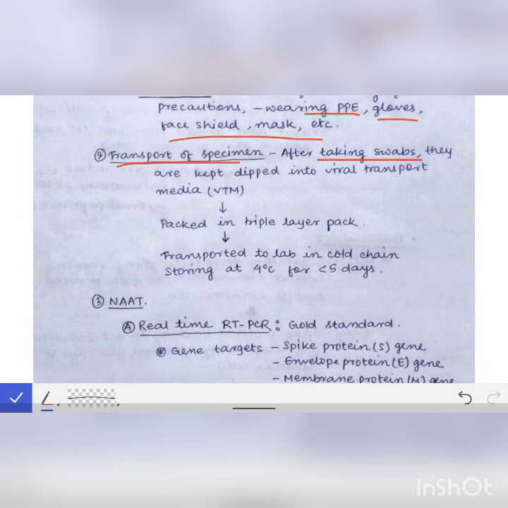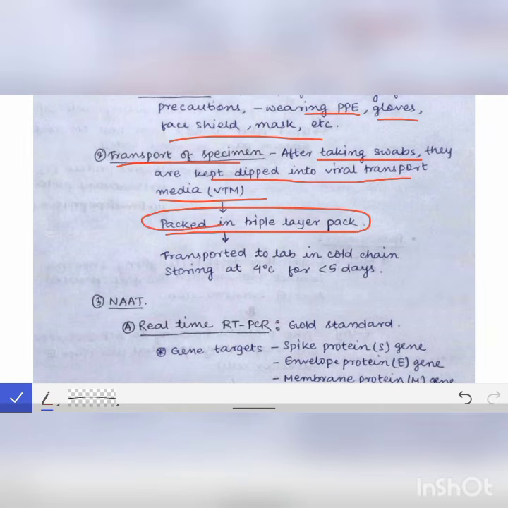We take the swab and dip it into the viral transport media, which is called the VTM. These are conical tubes with some liquid media inside them. After collecting, the swabs are dipped into the viral transport media, packed into the triple layer pack, and then transported to the lab in a cold chain, storing at 4 degrees centigrade for less than 5 days. So we can store for up to 5 days at 4 degrees centigrade.